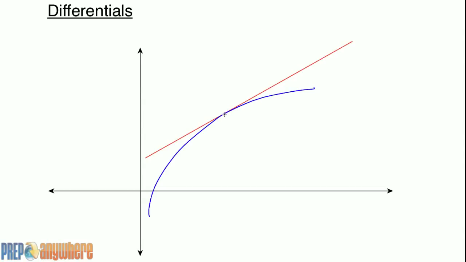Okay, so let's say that point right there is a again. And the slope at that exact point, we call it f prime at a, or dy over dx, right? By Leibniz notation, dy over dx when x is equal to a.